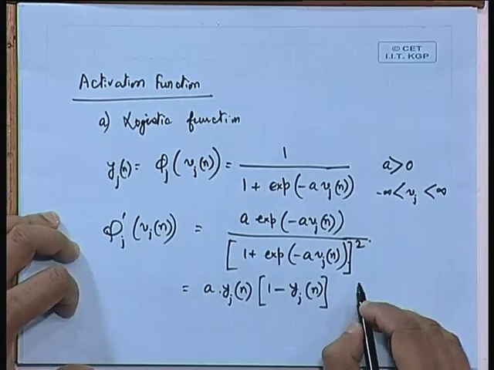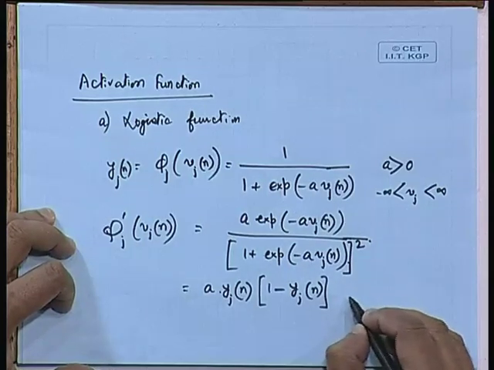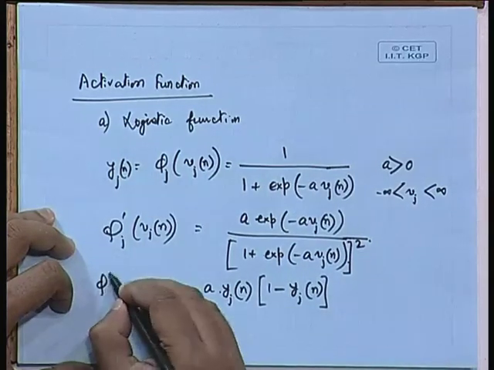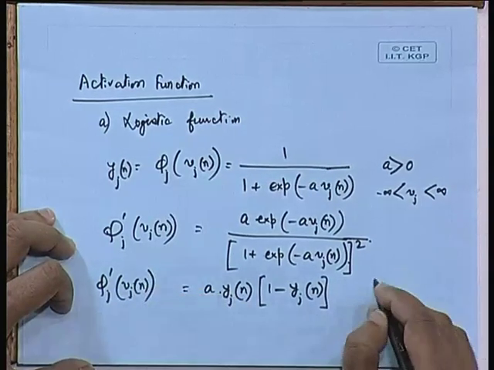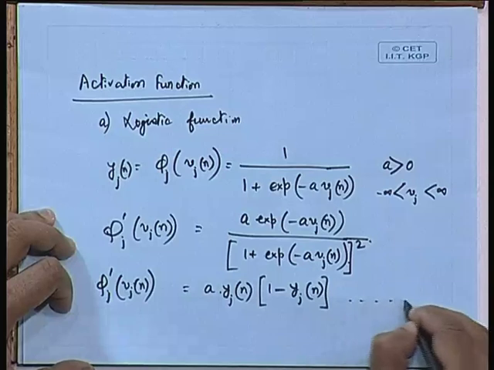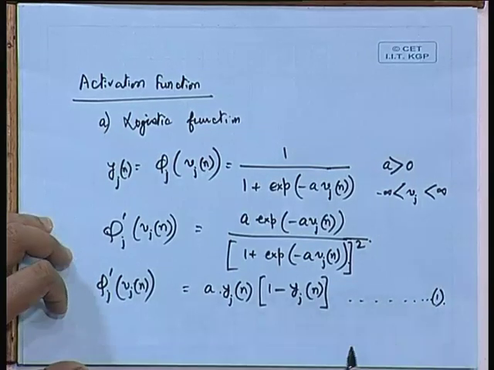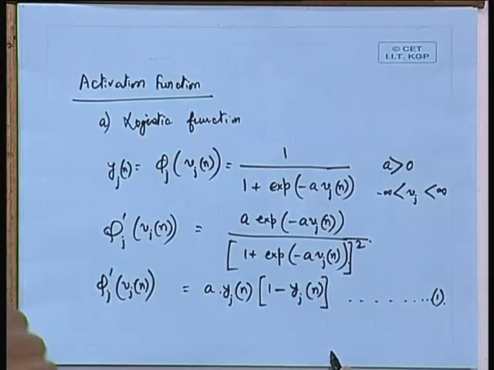All right. So, this is going to be our equation number 1. So, this is phi dash j Vj of n, which is equal to this. We are calling this equation number 1 for today.